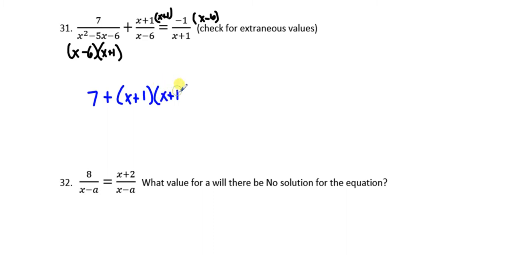and then when we do end up with a solution to this, it says check for extraneous values. So if we end up with a +6 or a -1, it might look like a solution, but it's actually not a solution because we can't divide by 0. And that's going to equal -1 times x minus 6. And now we should just be able to solve.